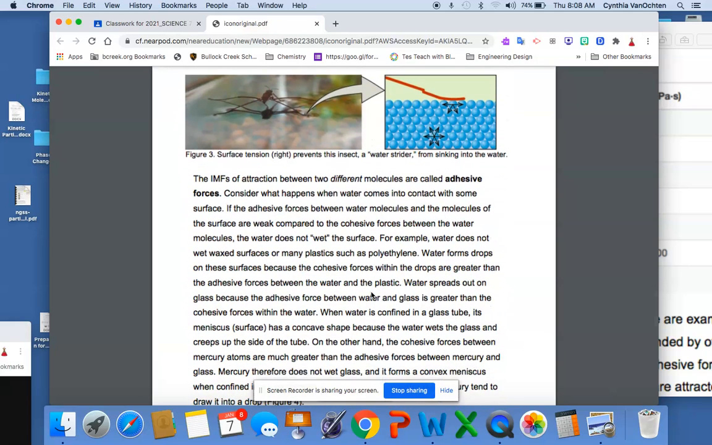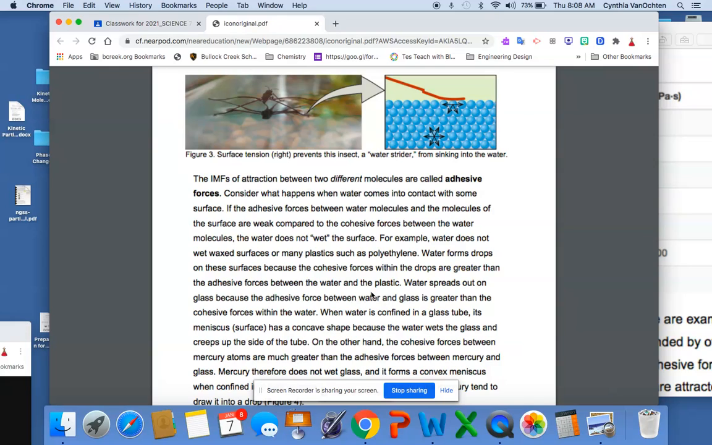The intermolecular forces of attraction between two different molecules are called adhesive forces. Consider what happens when water comes into contact with some surface. If the adhesive forces between the water molecules and the molecules of the surface are weak, compared to the cohesive forces between water molecules, the water does not wet the surface. For example, water does not wet a waxed surface or many plastics, such as polyethylene.